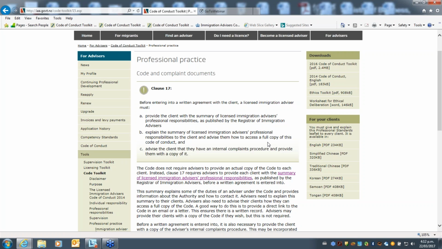It is a very simple one-page summary of the expectations that they can have of a professional advisor, and you need to tell them that you have an internal complaints procedure and give them a copy of it. So these are the things that you need to do before entering into the written agreement with the client.